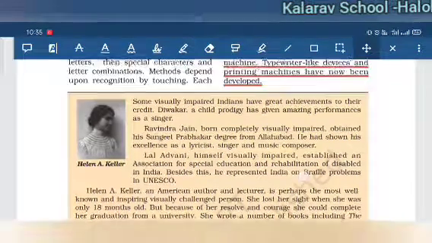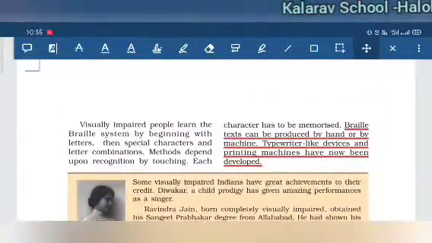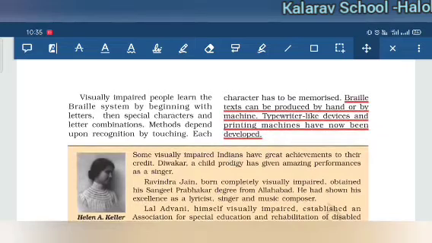So here we have completed chapter number 16, that is Light. Be prepared for the test.